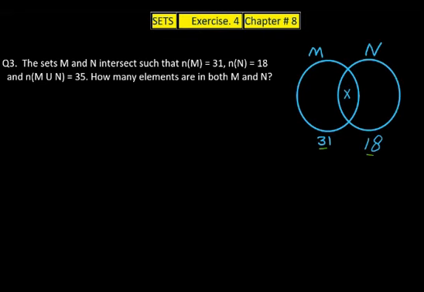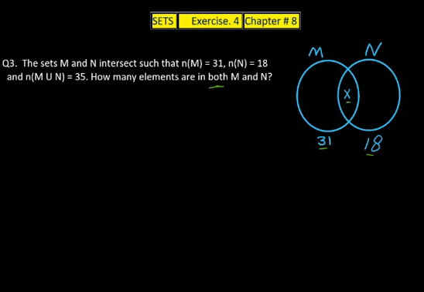As we have already discussed, M union N means it is the sum of the elements of sets M and N. They are 35 altogether. And of course, don't forget that M union N means none of the elements is repeated. So they are purely the sum of the elements of M and N. How many elements are in both M and N? As we already know, this word both means the intersection x, the common elements between M and N.